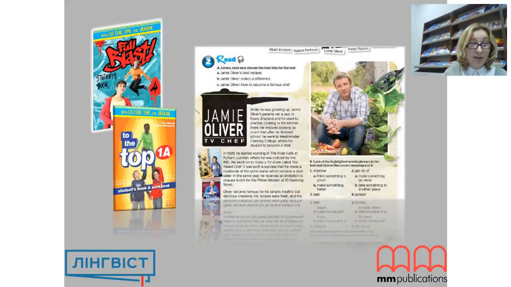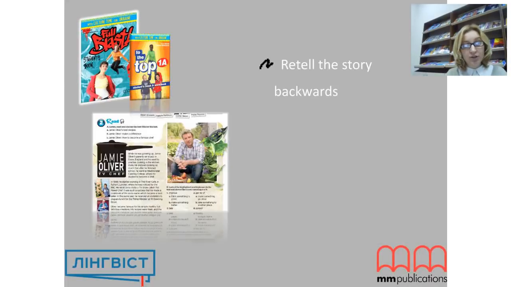Here I'm having a sample from Full Blast, that's level 3. And here we have some factual text. This factual text is about Jamie Oliver. I already showed this text during some of the previous webinars. So here we have the books, Full Blast, and towards the top they are the books for teenagers, for secondary school and for high school as well.